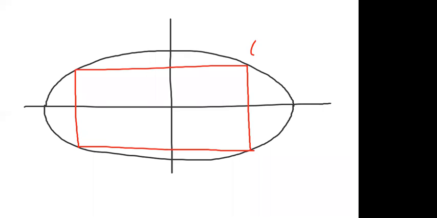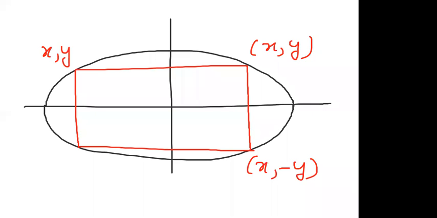So this point, we are supposing coordinates as x, y. Surely you are able to think on it. It is the fourth quadrant, so it will be x, minus y. The others will be minus x, y, and this will be minus x, minus y. Names A, B, C, D.